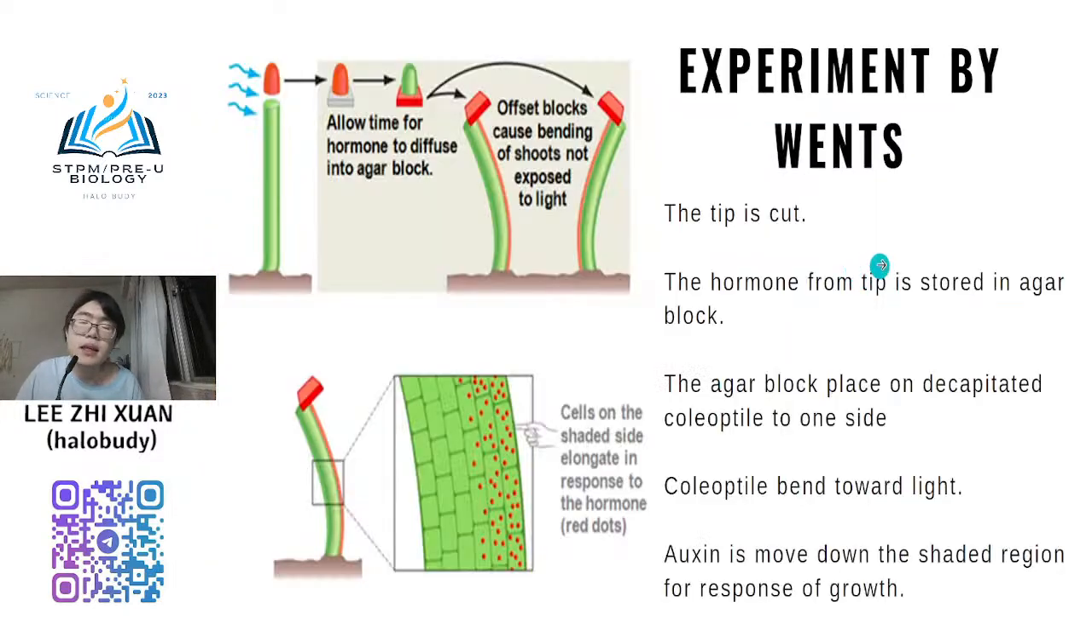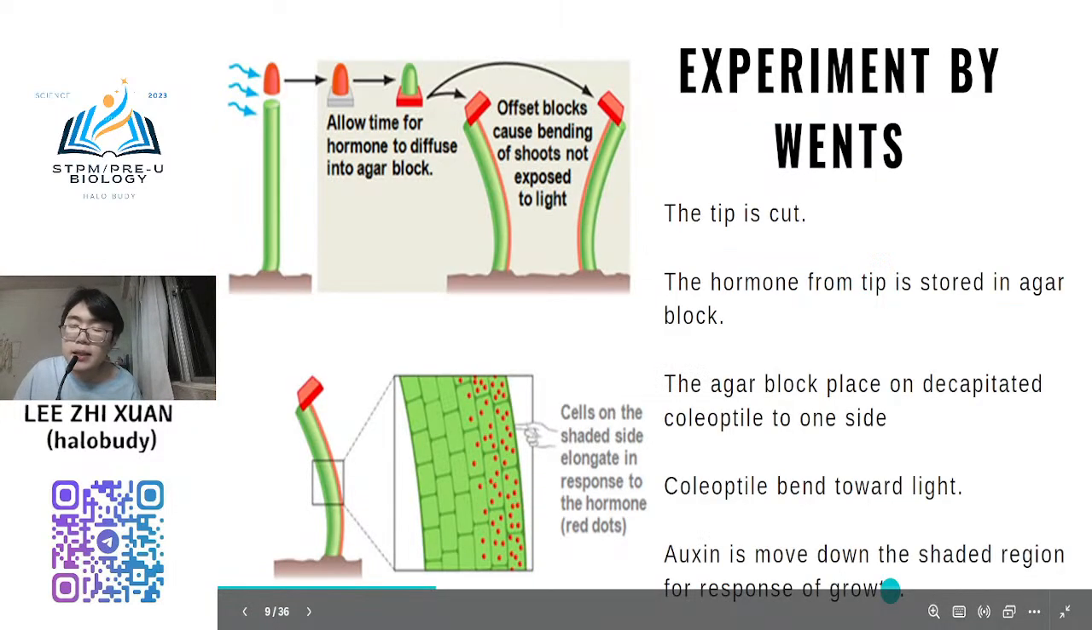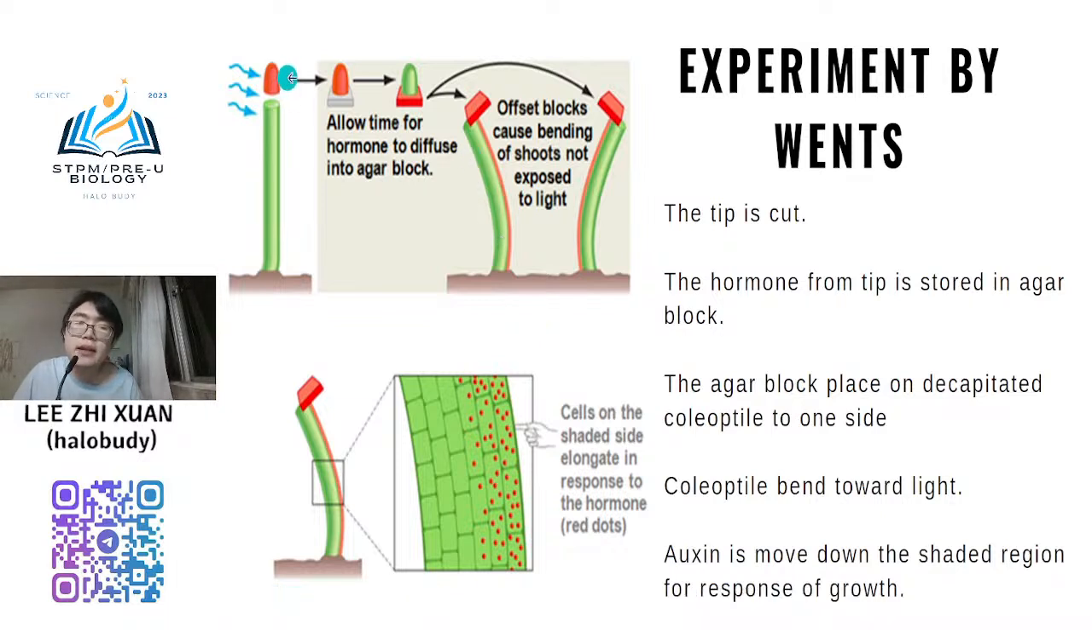Okay. Another experiment is the Went experiment. In this experiment, they totally cut down the tips of the plant, and then they transfer the auxin to the jelly. Later they transfer this jelly, already high in concentration of auxin, back to the plant again. So they transfer back to the plant without the original tips, but using the agar block containing the auxin serum.